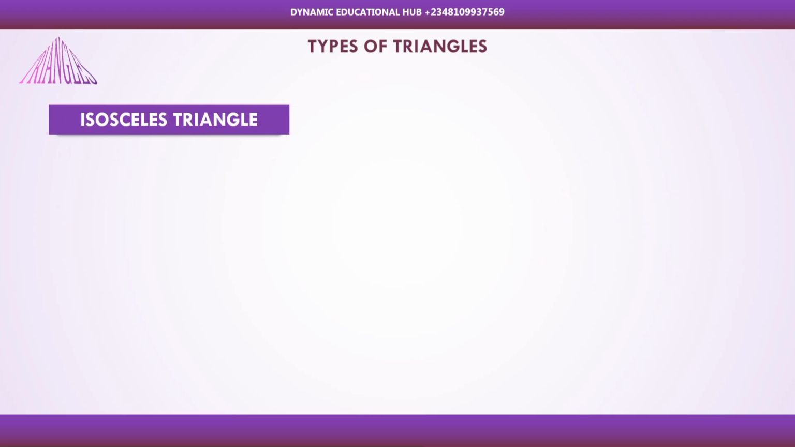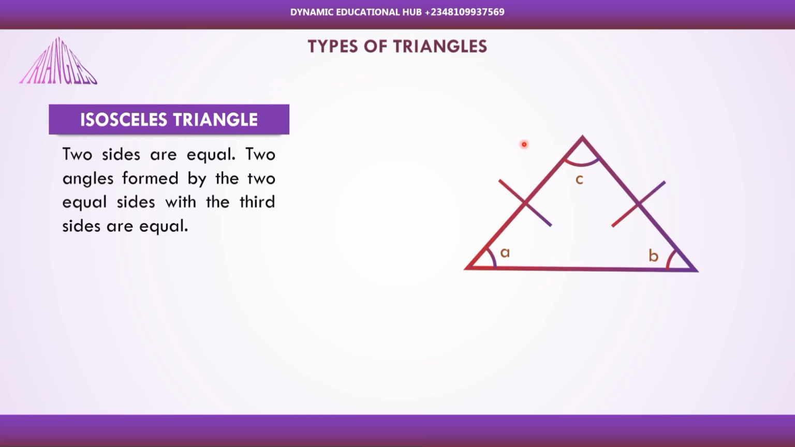Now we also have isosceles triangle. Iso means equal. We have isosceles, we have isomerism, we have isotopy. So iso means equal. For isosceles triangle, two sides are equal. When we have a triangle in which two sides are equal, we call the name of that triangle isosceles triangle. Two angles formed by the two equal sides with the third side are equal. So which means that if two sides are equal, any angle that is formed by the two sides with the third side, the angle will be the same.